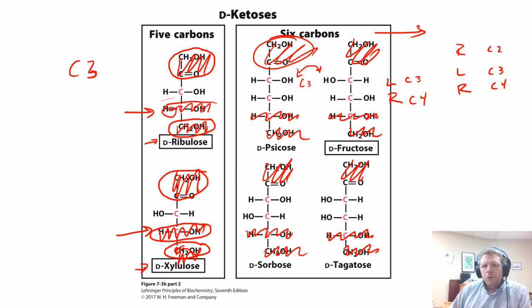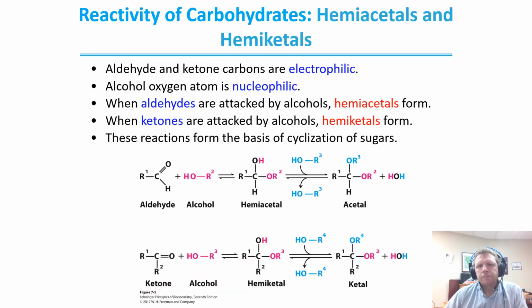But if you were betting somebody on committing something to memory, ketoses versus aldoses, or ketohexoses versus aldohexoses, I would take the ketohexoses because there's only 6 of them, compared to 8 aldohexoses. So there's basically your structure of those.